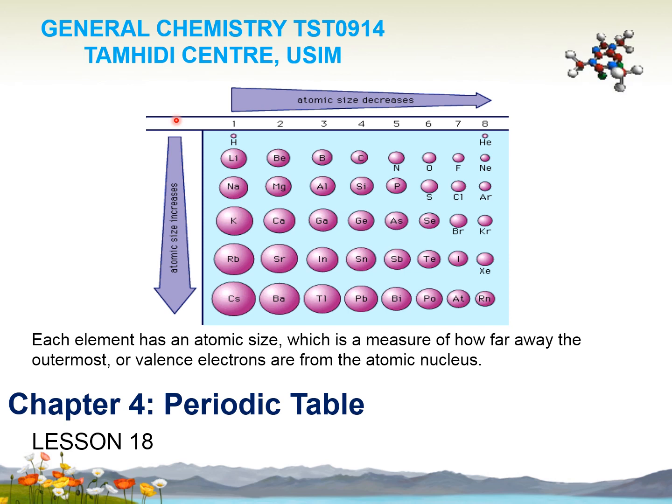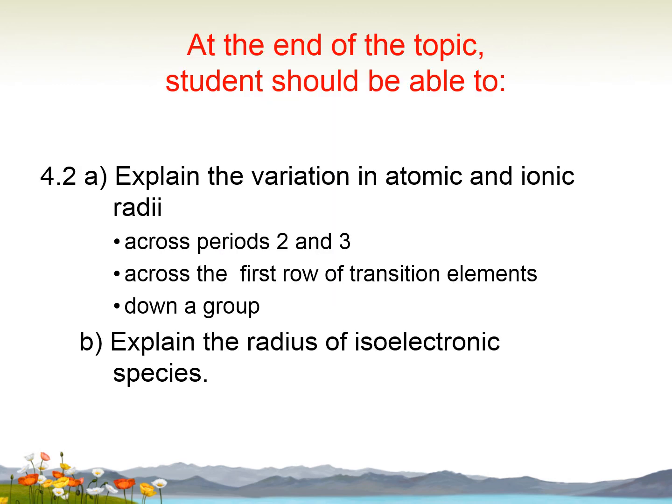So we are going to continue our lesson today with lesson 18 in chapter 4, periodic table. At the end of the topic, students should be able to explain the variation in atomic and ionic radii across periods 2 and 3, across the first row of transition elements and down a group. B. Explain the radius of isoelectronic species.